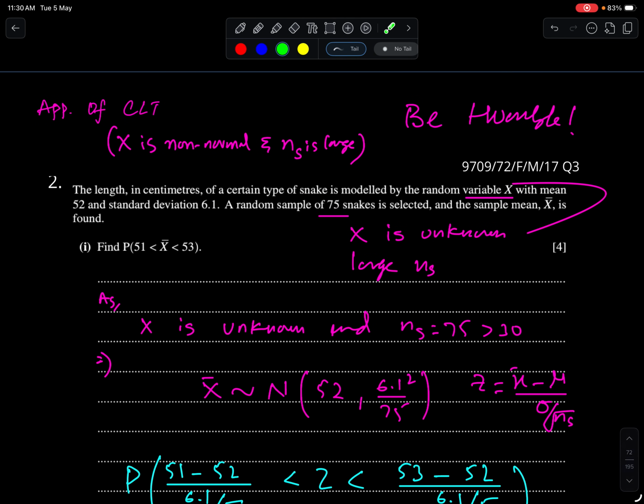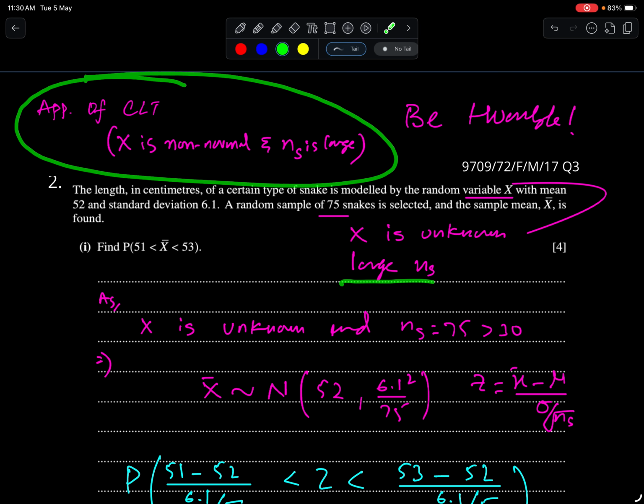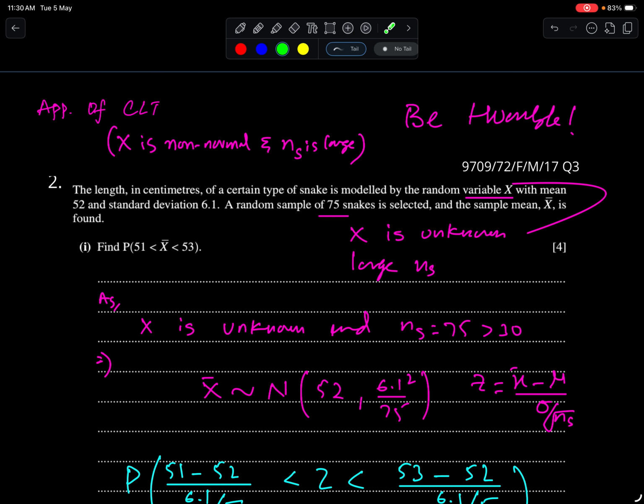The length in centimeters of a certain type of snake is modeled by the random variable X. The distribution is unknown, with this mean and this standard deviation. A random sample of 75 snakes is selected and the sample mean X bar is found. We need this probability. Since X is unknown and the sample size is large, apply CLT. X is non-normal, n is large. This is the application of CLT.